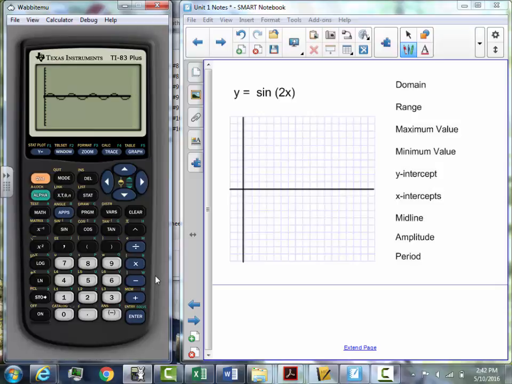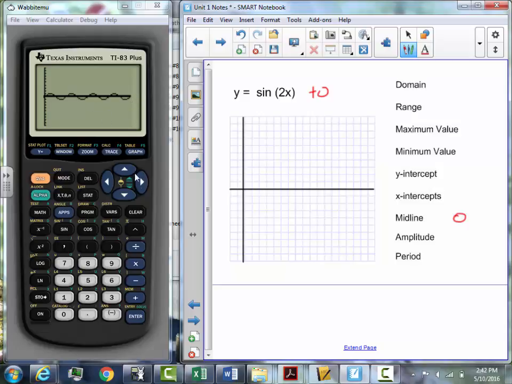Okay, well, what's the midline? 0. Why is it a 0? Because there's a plus 0 there. Right? Doesn't this look like it goes right through the middle here? What's the amplitude? Yeah, it's 1, because there's a 1 written in front. But you know what's changed about this one? Normally I would expect the graph to go up and down twice, right? Because we went from 0 to 720. 720 is going around a circle twice, but it didn't go around the circle twice. It went around the circle 4 times. Well, it's this 2 right here.